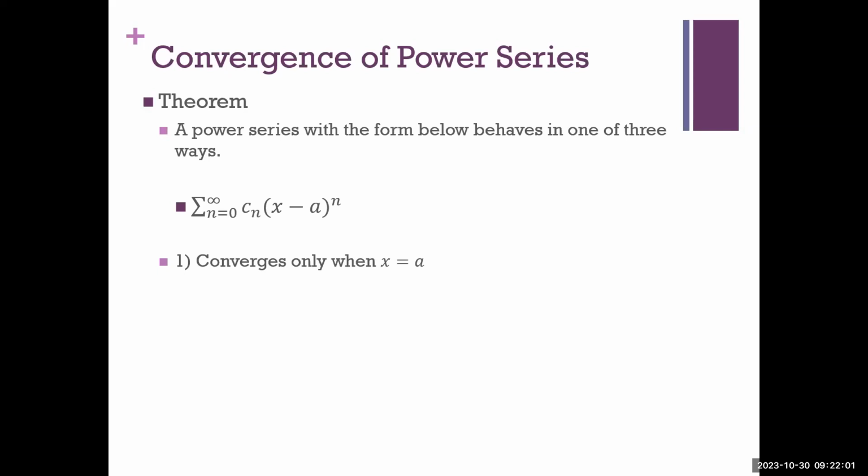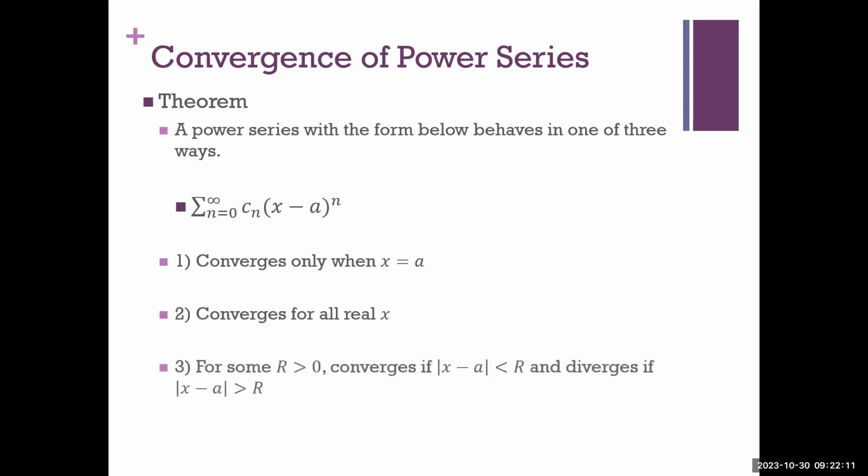So really not a good representation. The other extreme of what we just saw, where it converges for every single real value of x. And the middle ground here where there's some finitely long range of values for x where we have convergence.